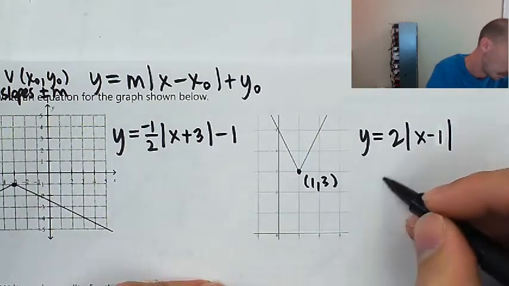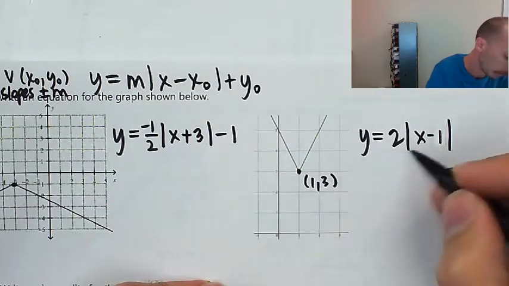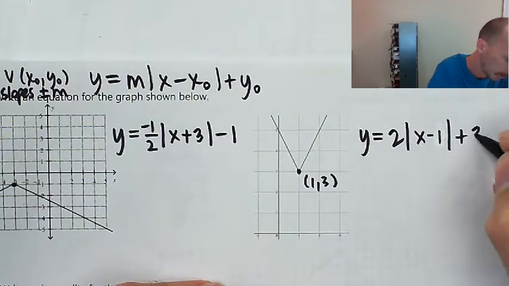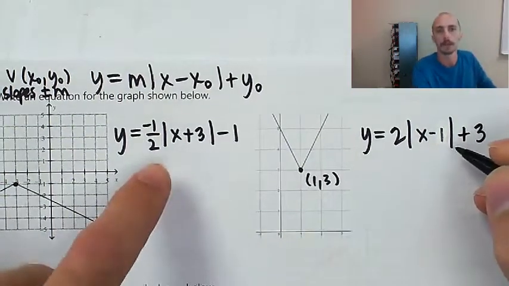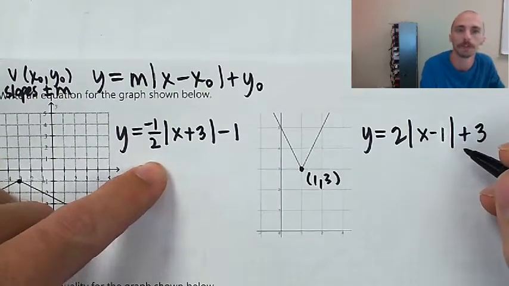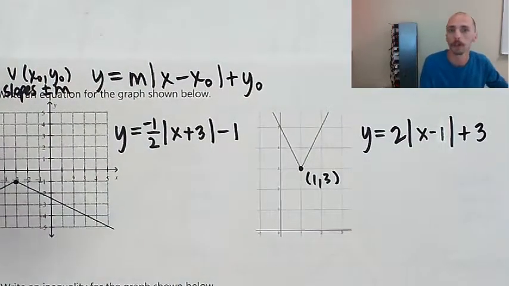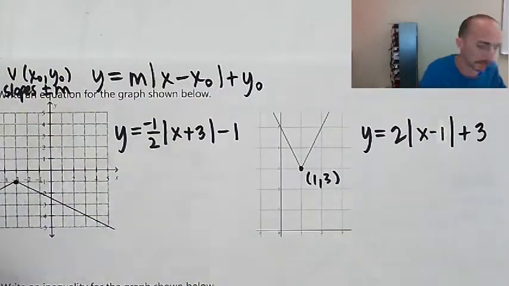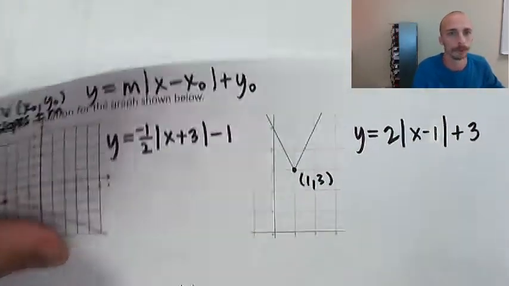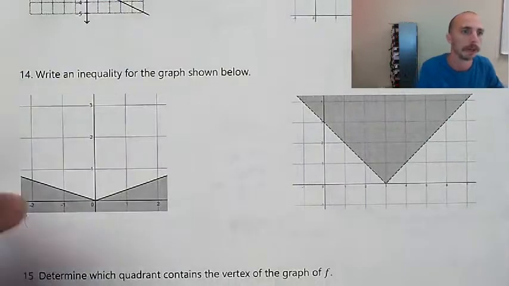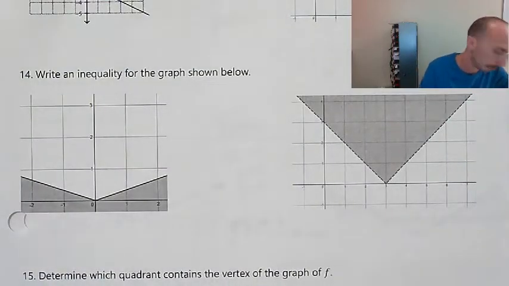And then to get a y coordinate of 3 at the vertex, when I plug in x equals 1, I'm going to need to add 3 after that. These are going to be two decent equations for these graphs, right? They're not unique, though. There are others that might look a little bit different, but would produce the same image.